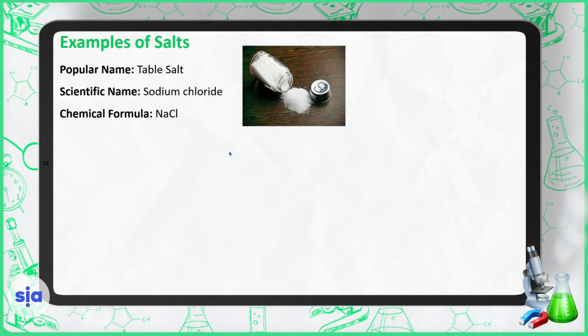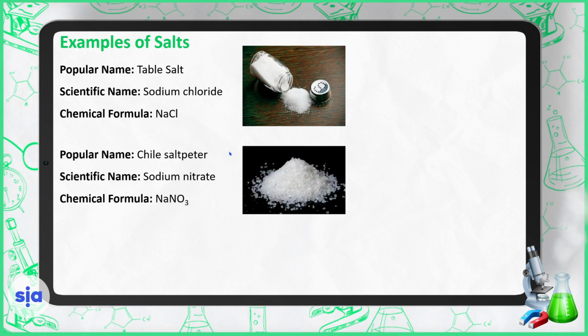Examples of salts. The most popular is the table salt. This is the popular name. The scientific name is sodium chloride and the chemical formula is NaCl. Another salt is the Chile saltpeter. The scientific name is sodium nitrate and the chemical formula is NaNO3.